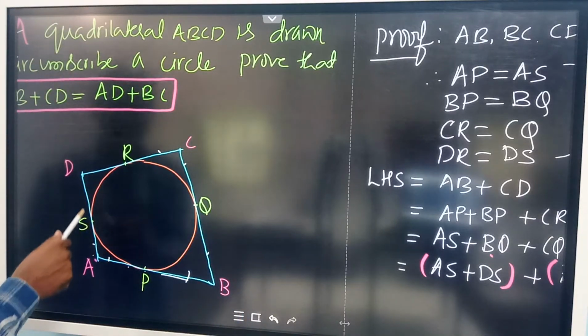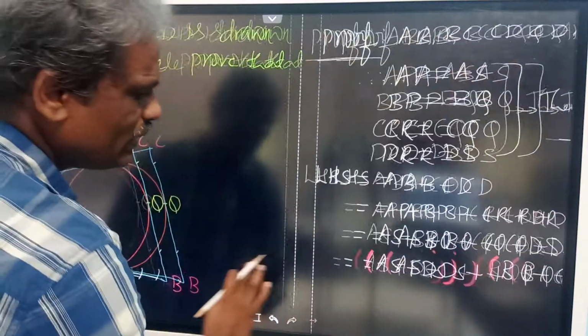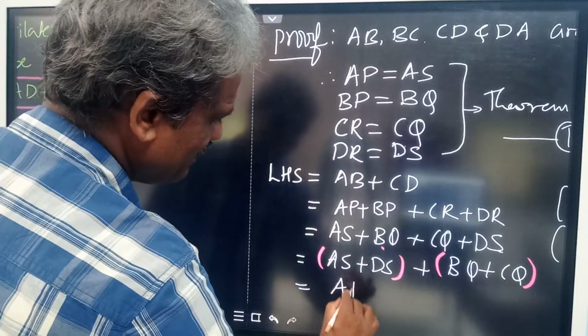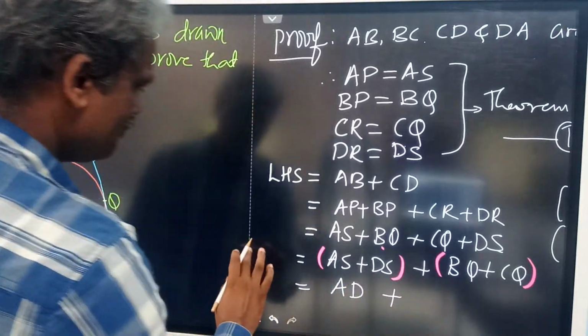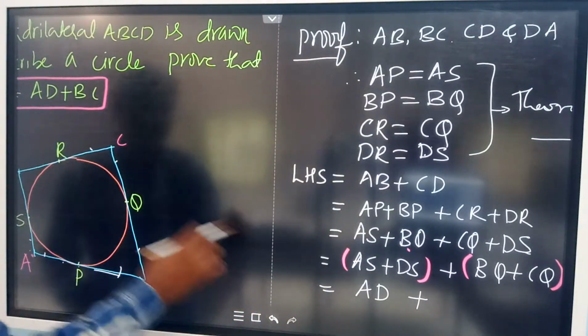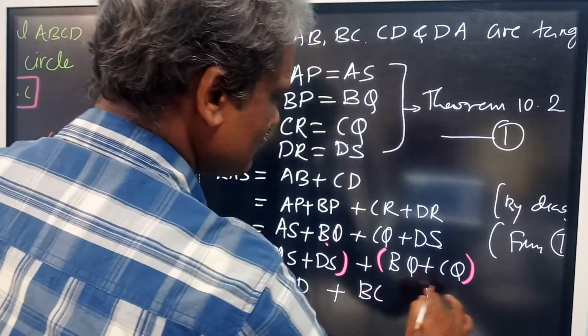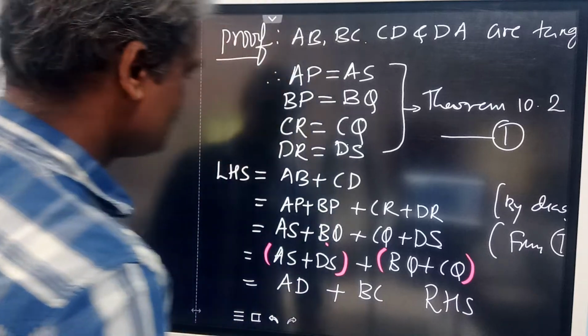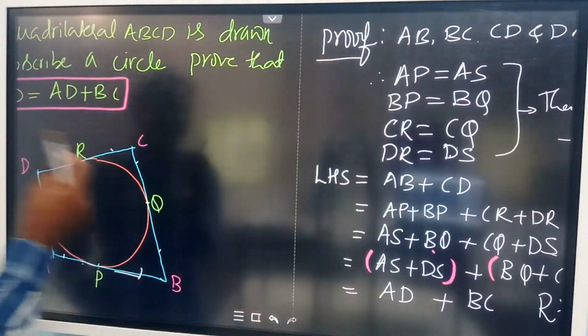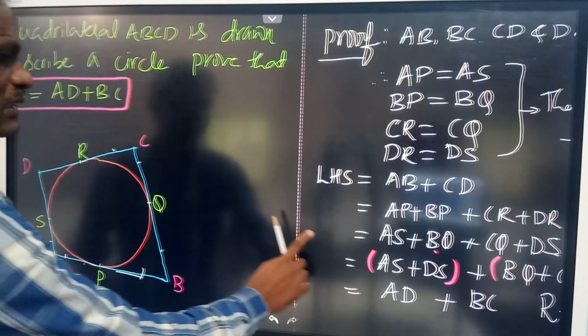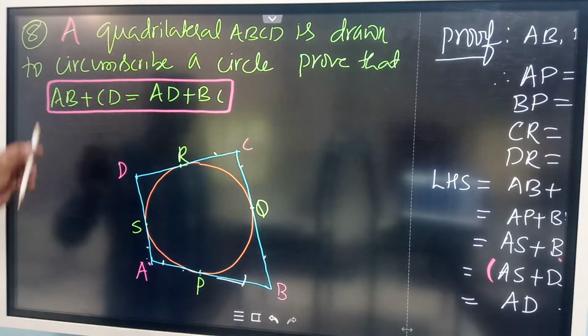AS plus DS is nothing but AD. In place of these two, I can write AD. Plus BQ and CQ, you can write it as BC. So this is the RHS. This is what I wanted, AD plus BC.